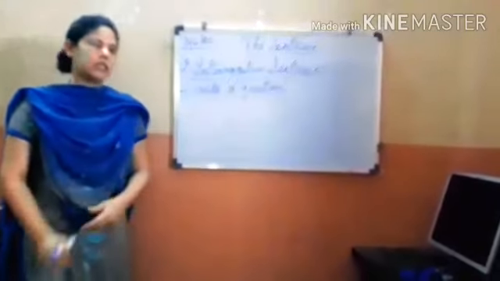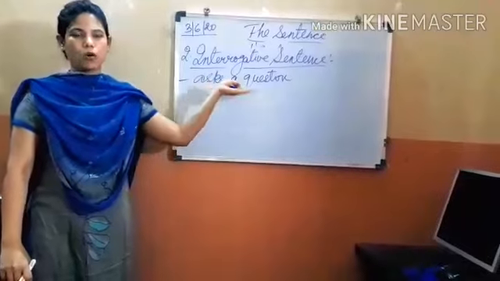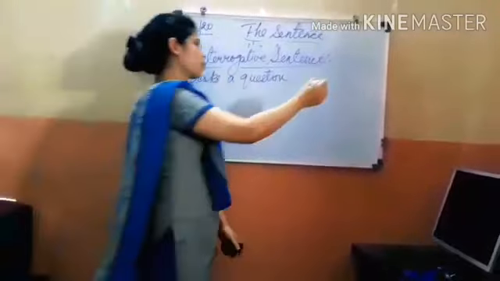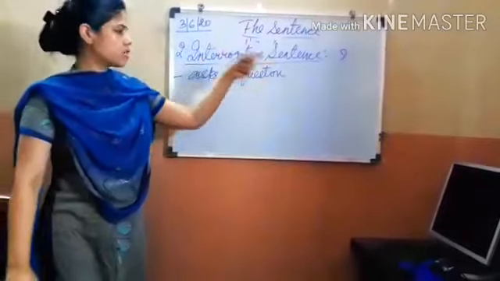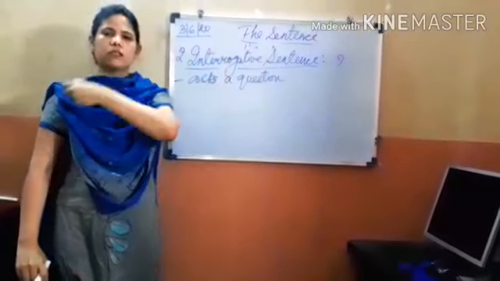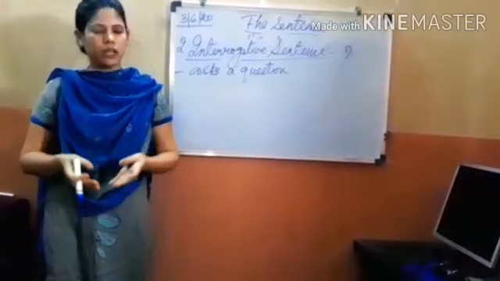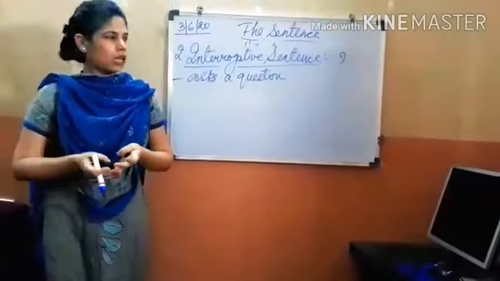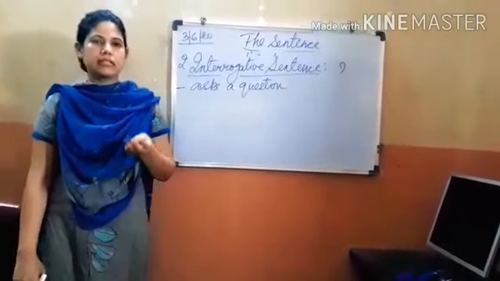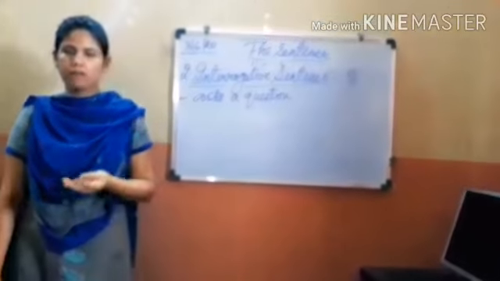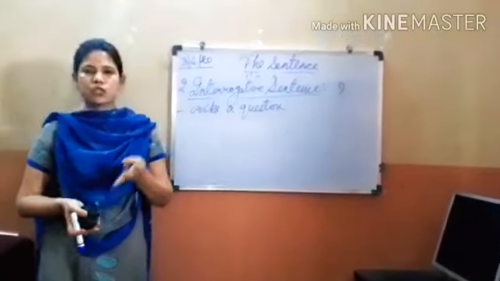Okay? It always asks a question, starts with a capital letter and always ends with a question mark, not a full stop. An interrogative sentence always ends with a question mark. It always uses words like when, how, where, why. It also uses helping verbs like do, did, does, have, had, can, could, will, shall.